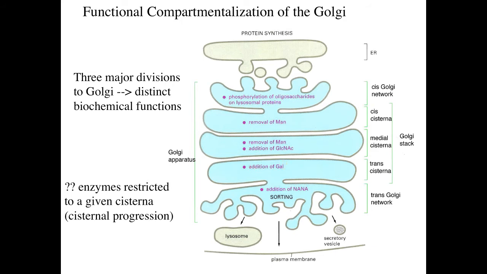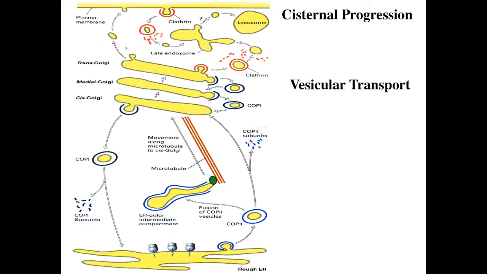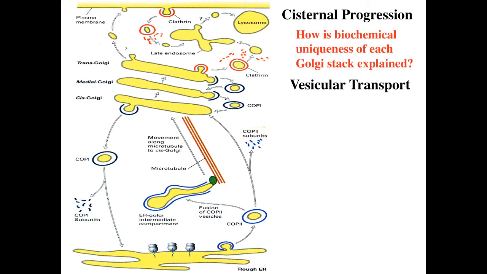So the question becomes, how can this unique biochemistry in each function be maintained, especially if you look at the cisternal progression model of movement through the Golgi, where an entire stack moves forward? Because the thought would be that if this stack is moving forward, you're eventually, for example, losing the functional ability to remove mannose or the addition of being able to add N-acetylglucosamine. But if the stack is moving forward, how come the enzymes are not still being active? So that's kind of an interesting thing that people have tried to consider. So put in another way, with cisternal progression, the question becomes, how is the biochemical uniqueness of each Golgi stack explained?